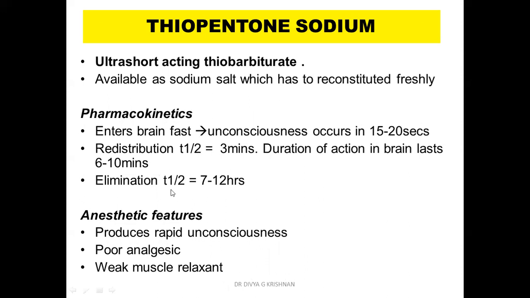The elimination T half is 7 to 12 hours. So you can see the distribution T half is very short, 3 minutes, whereas the elimination T half is around 7 to 12 hours. Anesthetic features: it produces rapid unconsciousness, though it is a poor analgesic and weak muscle relaxant. So you can see that it is producing unconsciousness very rapidly, but it is a very poor analgesic and muscle relaxant.